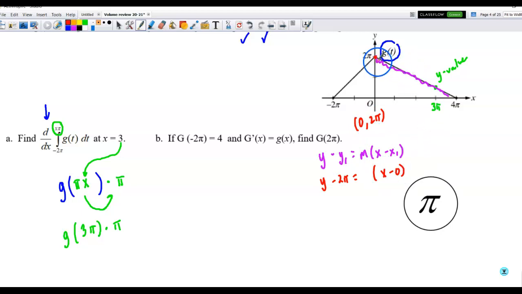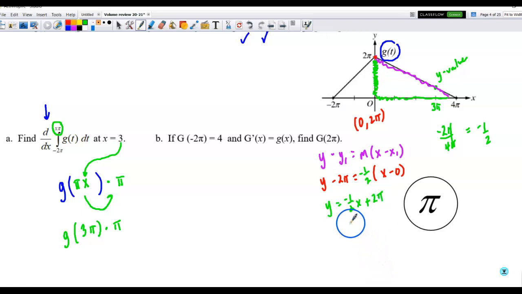Now the slope is going to be a fall. So I'm going to go down 2 pi, so that's negative 2 pi, and to the right 4 pi. Pi's are going to divide out. That's going to give me negative 1/2. So the slope is negative 1/2. So y is equal to negative 1/2 x plus 2 pi.